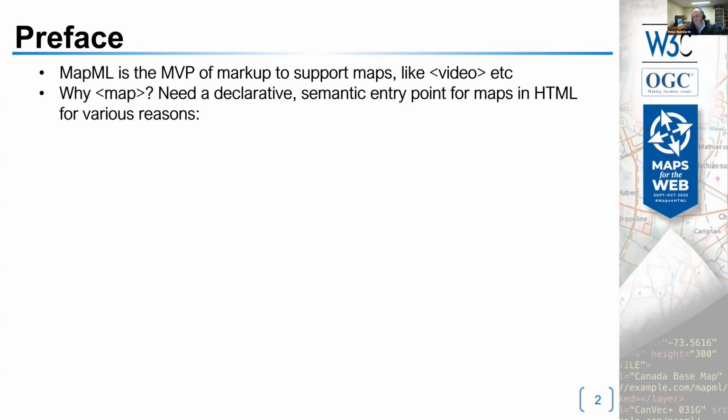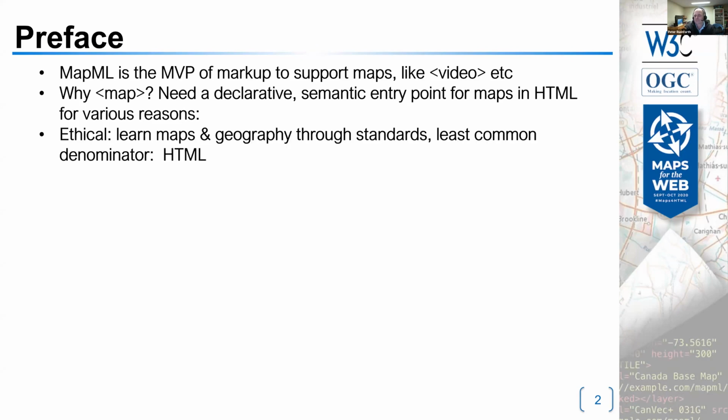Why do we need a map element exactly? We need a map element to provide a declarative semantic entry point in web standards for a few reasons. Above all, we need to standardize web map client technology because we should. It is the ethical thing to do. We need to make standard web maps learnable by children, not by binding such an important facet of human existence, not to mention survival, to proprietary frameworks.